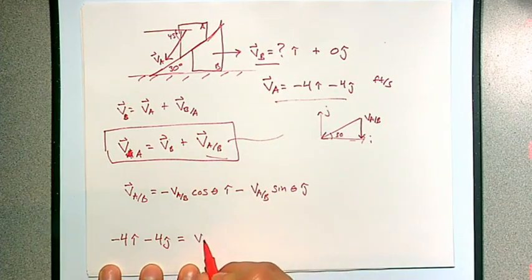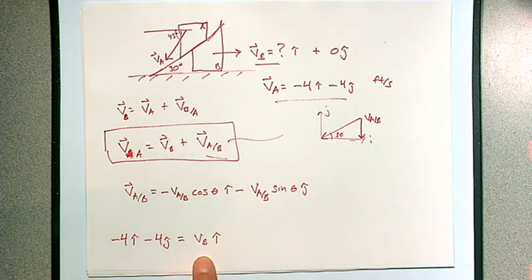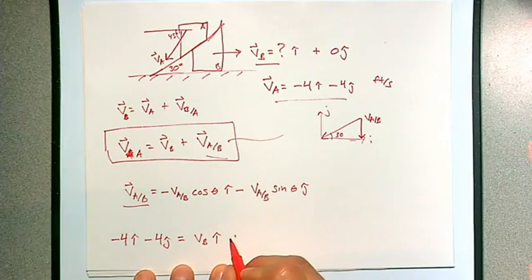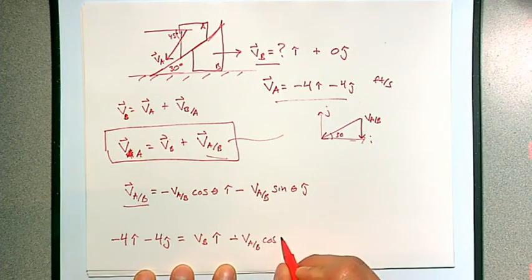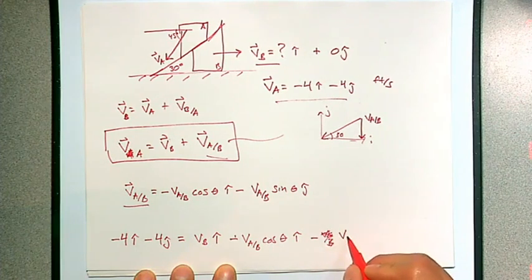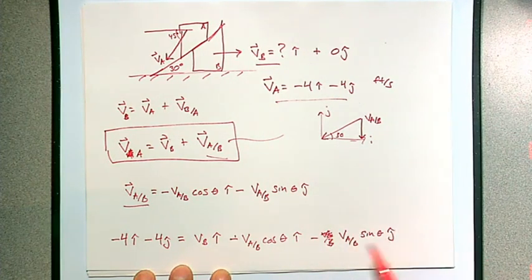So I've got V of B, and we know that's purely horizontal, so I'm just having an i term, plus the velocity of A with respect to B. So this is minus V of A with respect to B cos 30, or theta, i, minus, I missed my A in there, minus sine theta in the j direction.